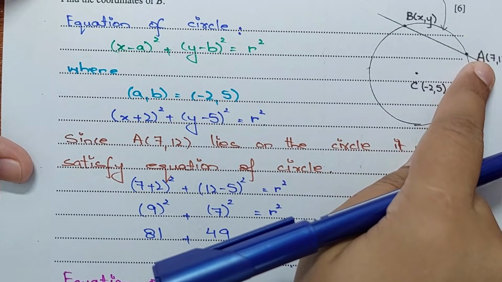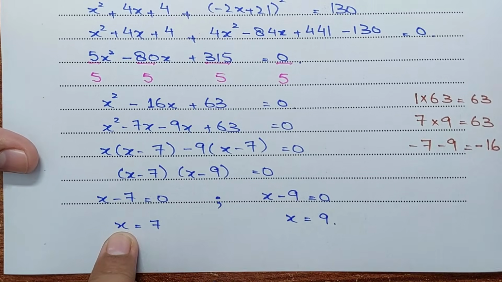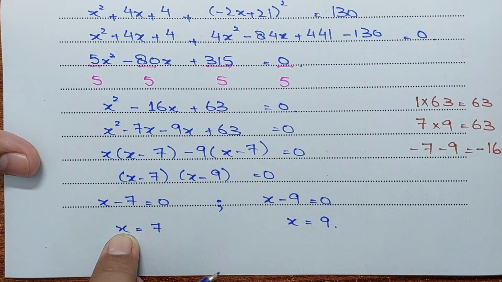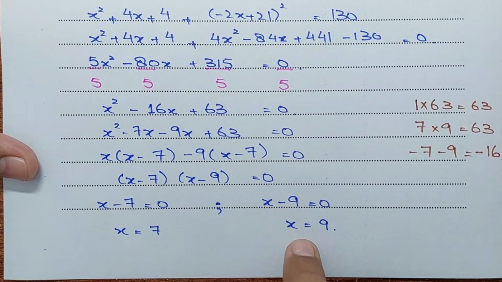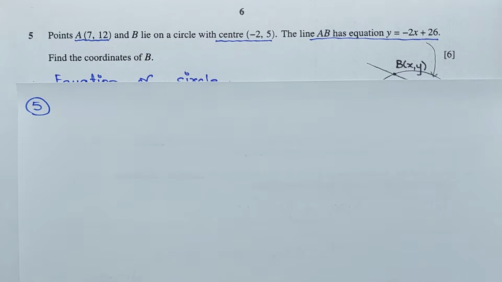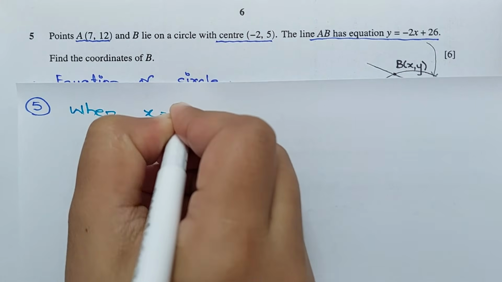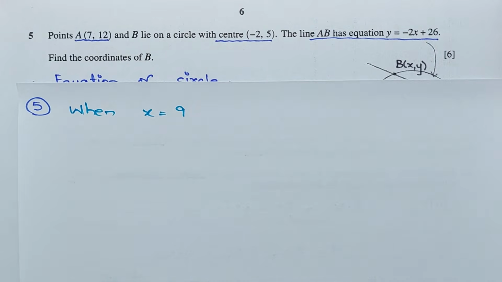The x coordinate is 7 and the x coordinate is 9. So when the x coordinate is 7, the y coordinate is 12, which is given as point A. Let me figure out what the y coordinate is when the x value is 9. Now we can say when x equals 9, we need to substitute x equals 9.